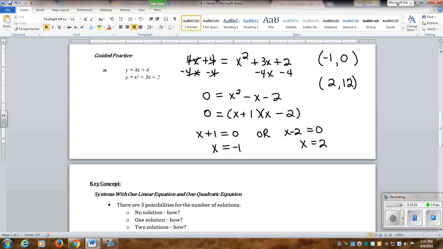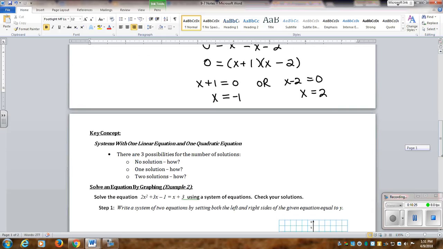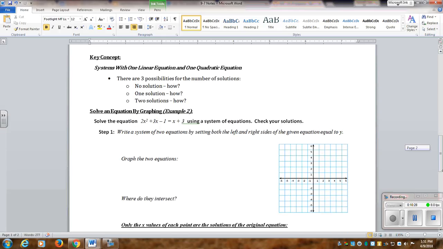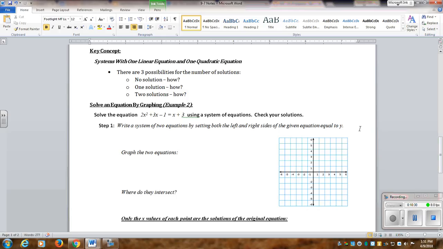Down here, let's look at the back side of the page. I'm trying to keep this short. Systems with one linear equation and one quadratic. That's what we already did. There are 3 possibilities. One we said was no solution. The line would never touch the parabola. The only line that's never going to touch a parabola, and this is a bad example, is going to be a horizontal line, either below or above the parabola. Okay, so there's an example of no solution, only a horizontal line.